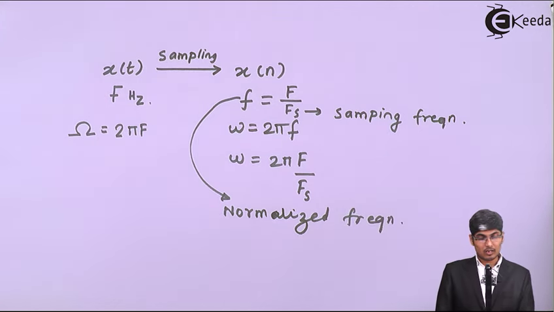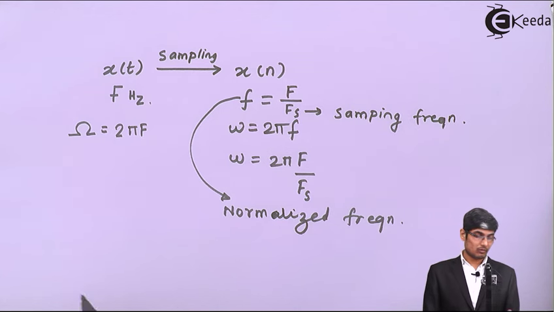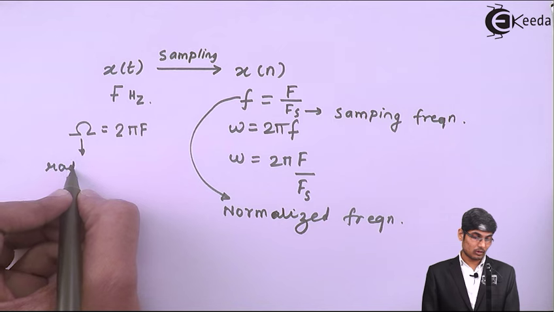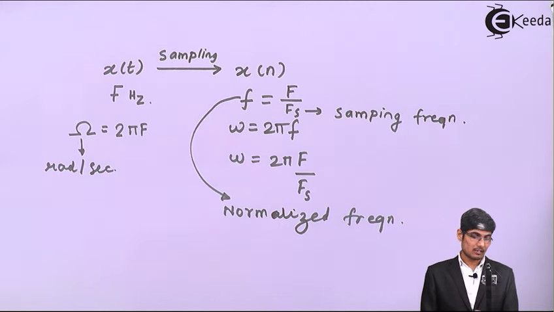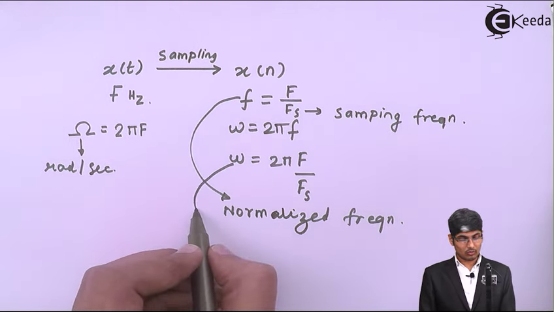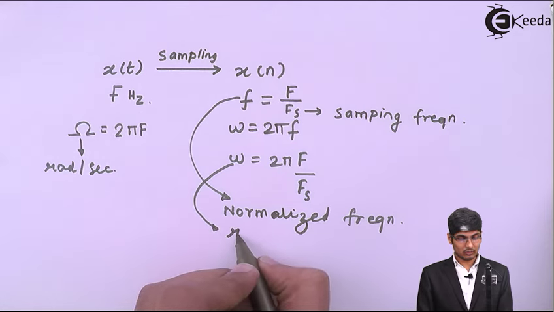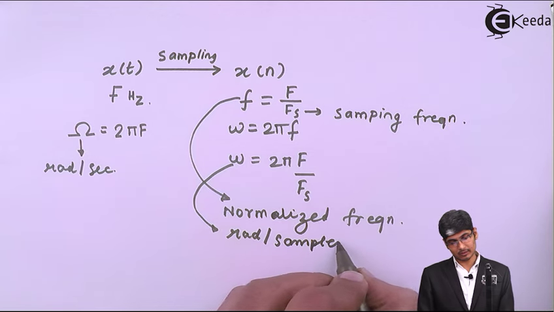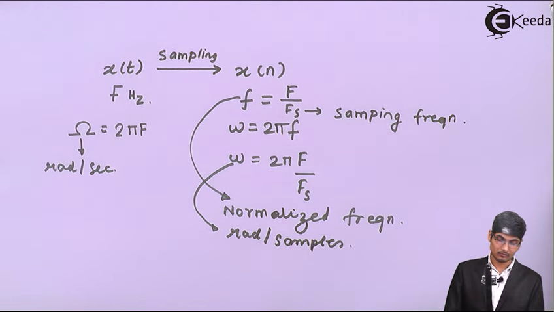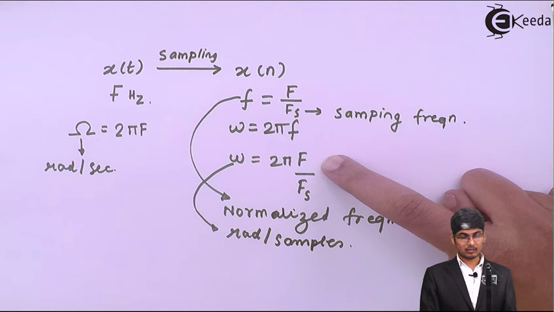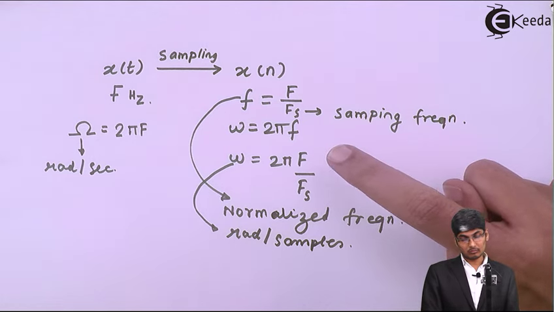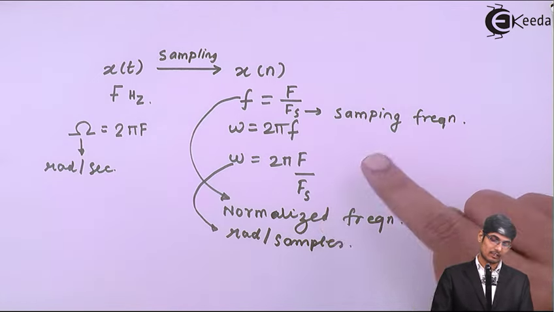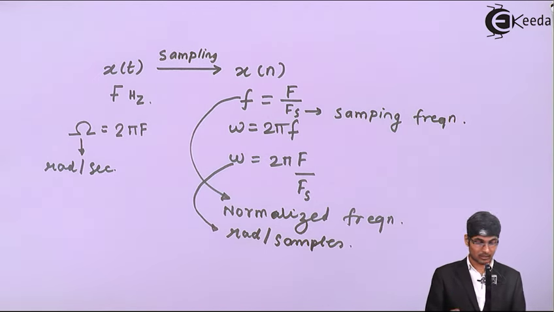Now from the background we know that capital omega has a unit of radians per second, whereas small omega has a unit of radians per sample, because this is per second and this is samples per second, so the seconds get cancelled and you get radians per sample.